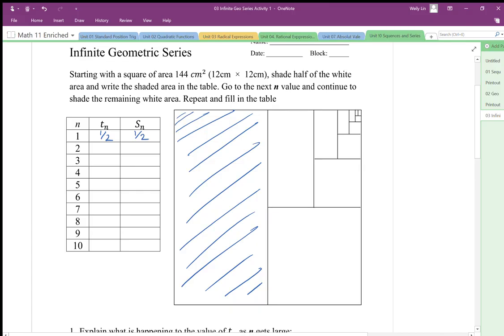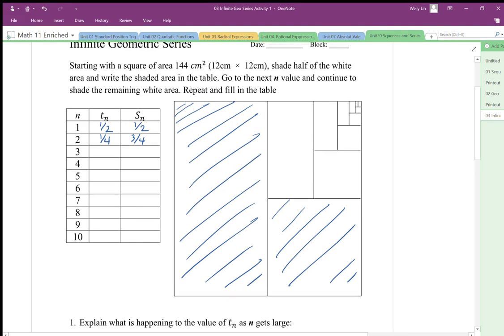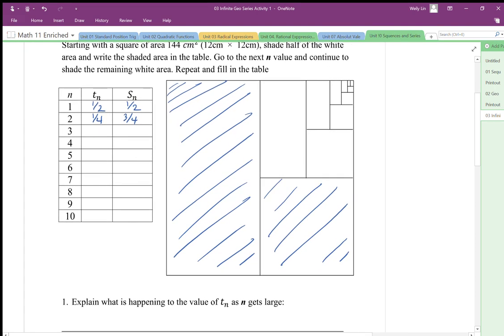And then we'll do it again. So we're going to use an infinite geometric series, and we're going to just shade whatever's left over here. We're just going to shade half here, and so that ends up being 1/4. And so our Sn, when we add up the two Tn terms, we end up with 3/4. We're going to continue this for 10 terms, and you're going to add up all these terms. Okay, so what's going to happen?